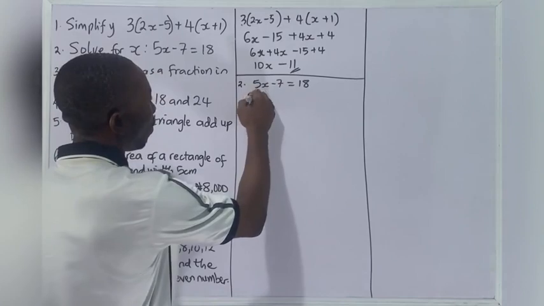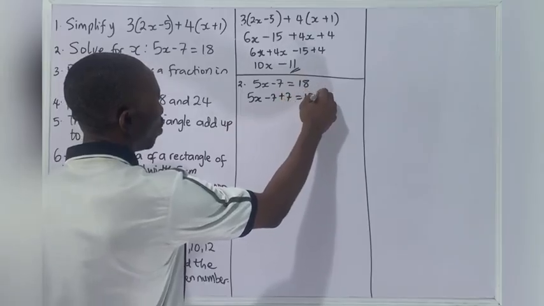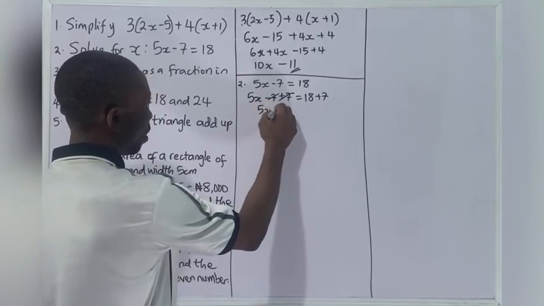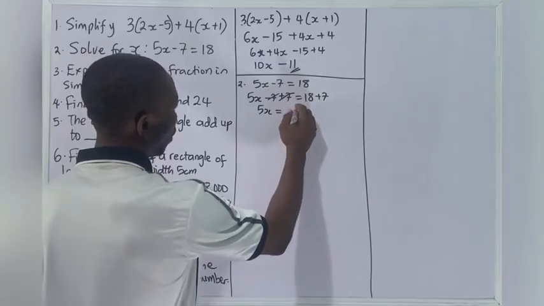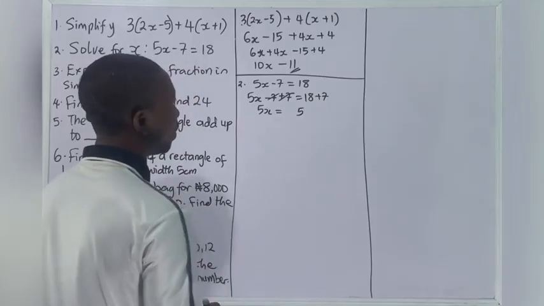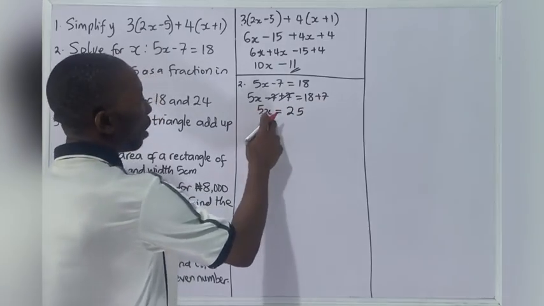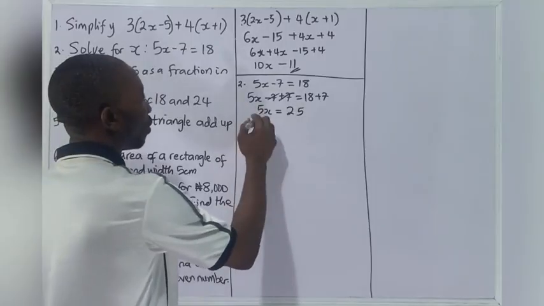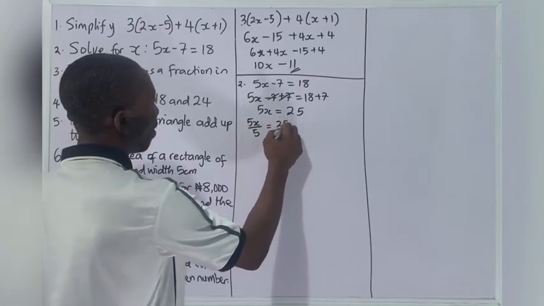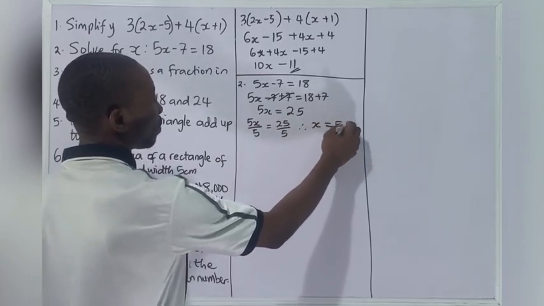So this becomes 5x minus 7 plus 7 equals 18 plus 7. So 7 cancels 7, leaving us with 5x equals 18 plus 7. 8 plus 7 will give us 15, plus 10, 25. So now to make x be alone, we divide by the coefficient of x. That will be 5x over 5 equals 25 over 5. So therefore, x equals 5.